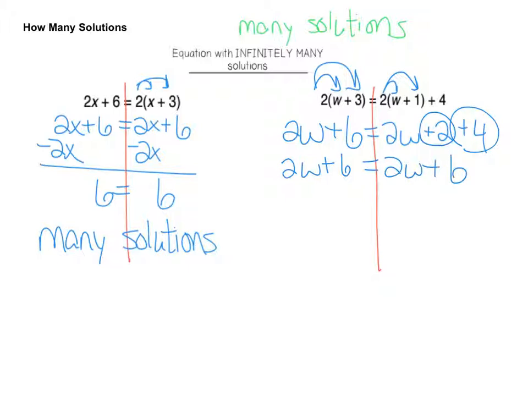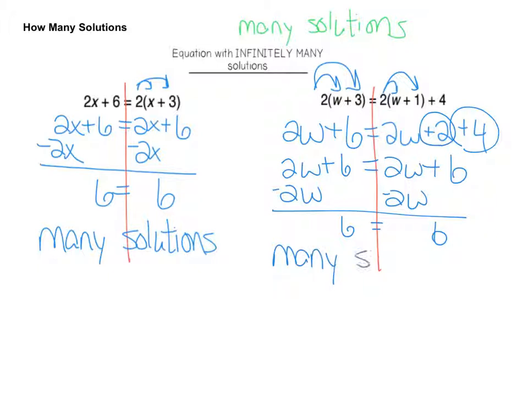Now, this should look familiar. You've been given what you were given just a few minutes ago, but let's finish it out. Let's subtract 2W from both sides. I get 6 equals 6. That means this has many solutions. Doesn't matter what you pick for W, it's going to work.